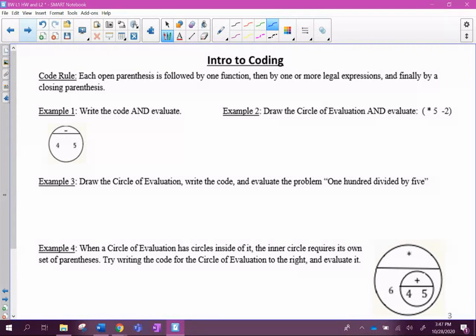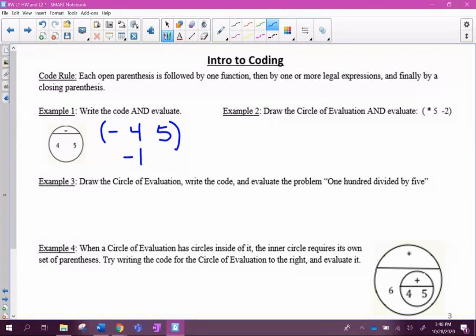Okay, so for example 1 here, it says write the code and evaluate. So I have a circle of evaluation here, 4 minus 5. So my code would start with a parenthesis. The function is subtraction. And then my expressions include a 4 and a 5. Okay, so notice how there's space between them. When I evaluate this, this tells me 4 minus 5, so that equals -1.